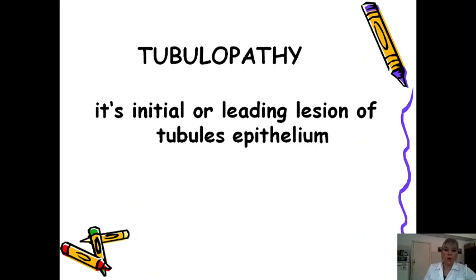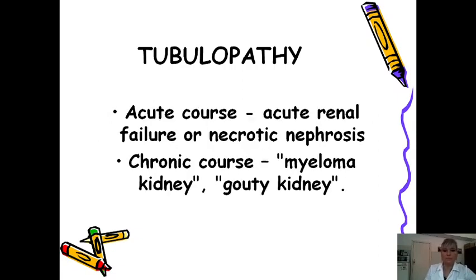The next group of diseases in the kidney is tubulopathy, or tubular diseases. The initial or leading lesion is of the tubule epithelium, the convoluted tubules epithelium. There are two courses, acute and chronic. Due to the acute course, we see acute renal failure or necrotic nephrosis. Morphologically it is necrotic nephrosis; clinically, we speak about acute renal failure. Due to the chronic course, we see myeloma disease and gouty kidney.